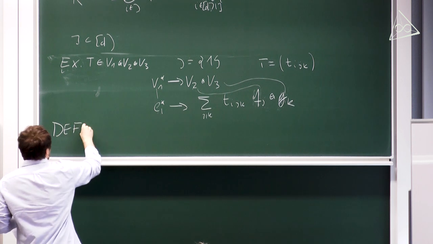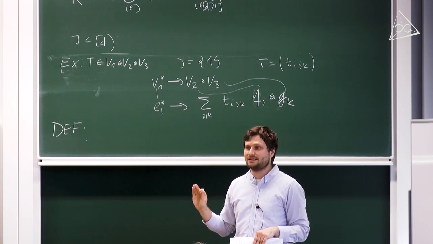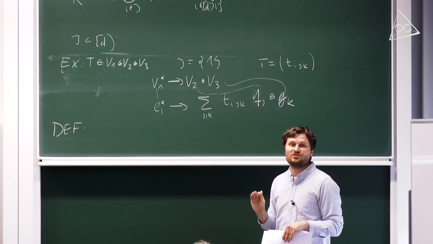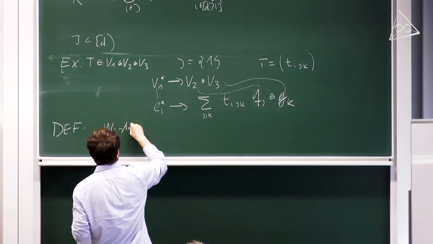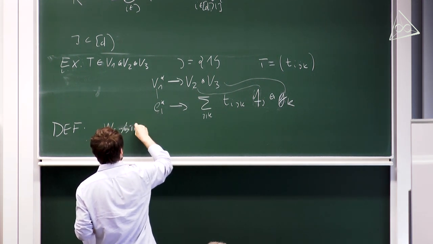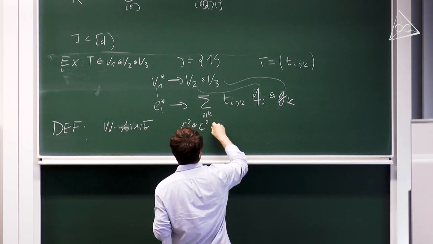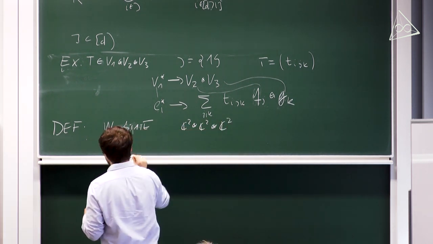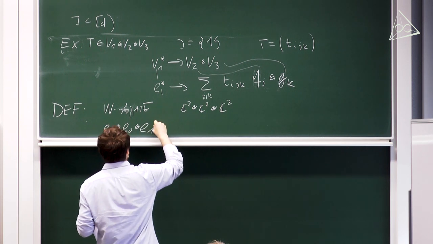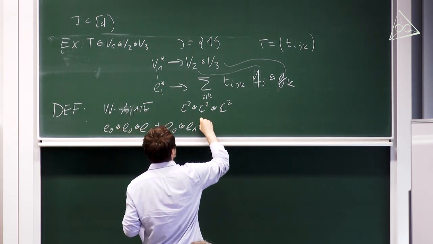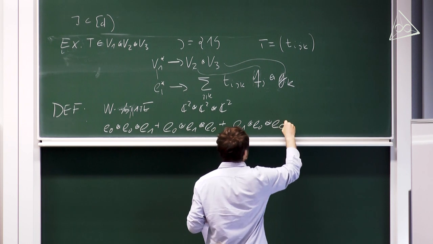Okay. So we are done with rank 1 tensors. We understand them completely, and we see that they basically behave like rank 1 matrices. Now we try to define a rank of a tensor, and we will run into trouble. First, let me tell you what a W state is. It's a tensor in C2 tensor C2 tensor C2, and it's given by E0 tensor E0 tensor E1 plus E0 tensor E1 tensor E0 plus E1 tensor E0 tensor E0.